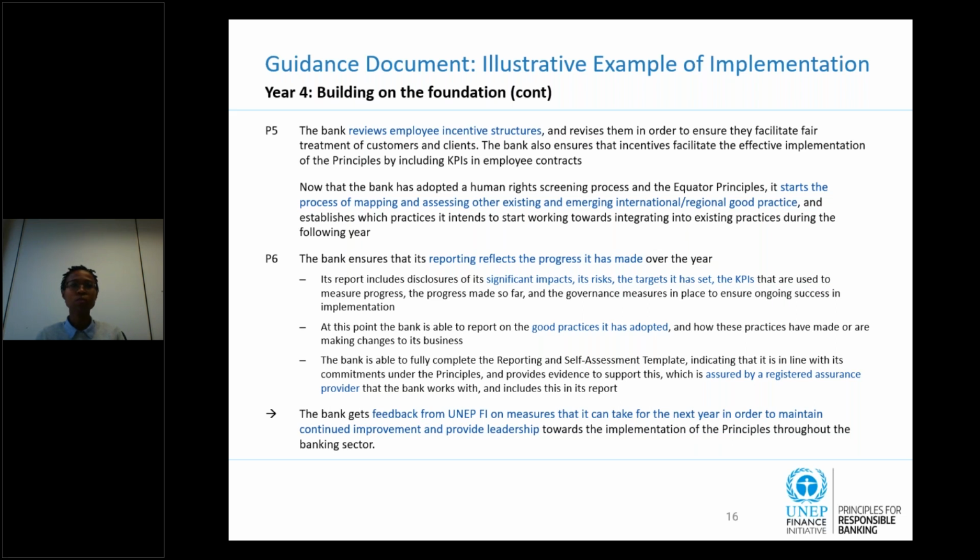In terms of the feedback, the bank will get feedback from UNEP FI on measures that it can take for the next year in order to maintain continued improvement and provide leadership towards implementation of the principles throughout the banking sector. So that's the hypothetical bank's process over a 4-year period. And I think we are open to questions.